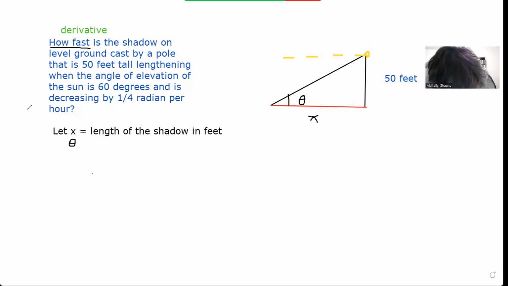So I'm going to say let theta equal the measure of the angle of elevation of the sun.